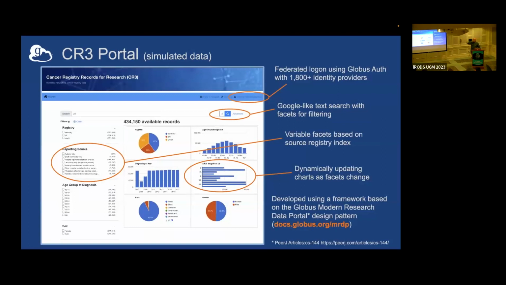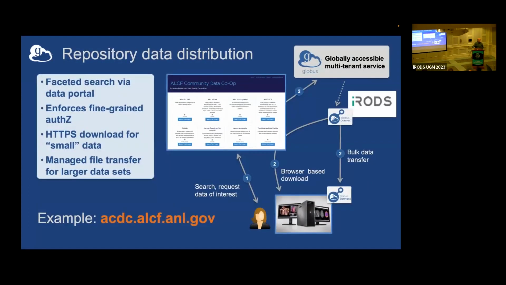portals like this. This is an example from a project we did jointly with the University of Pittsburgh. You've got faceted search. It displays only the metadata that's available or that can be seen by that user. Users can log in with one of over 1,800 federated identity providers. So that's one example. And then there's another one here. If anybody wants to look at it, you can go to that website. A couple of those portals are available for you to look at.